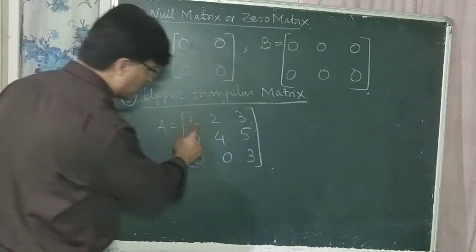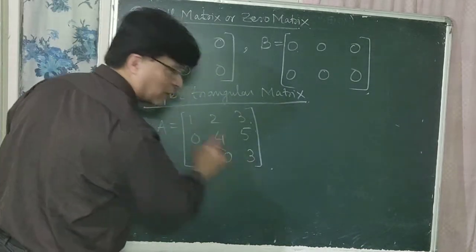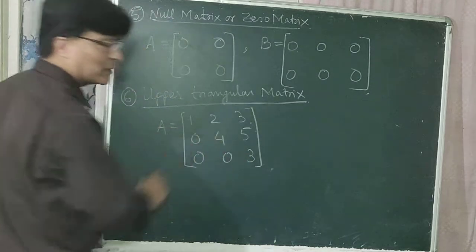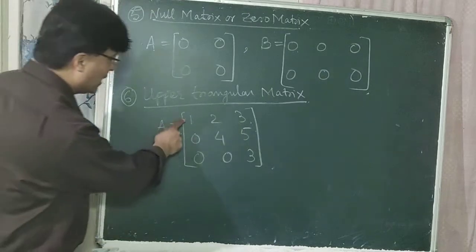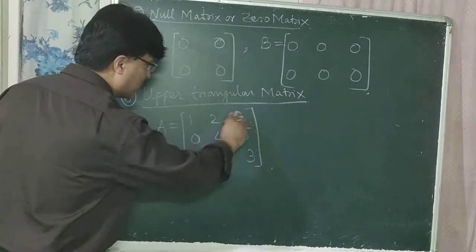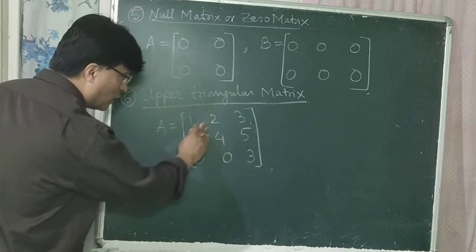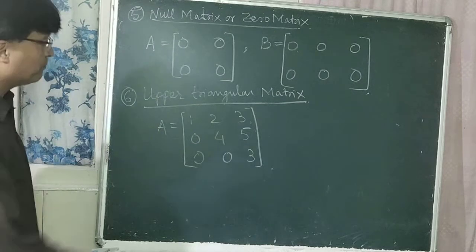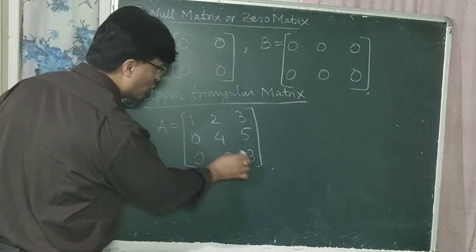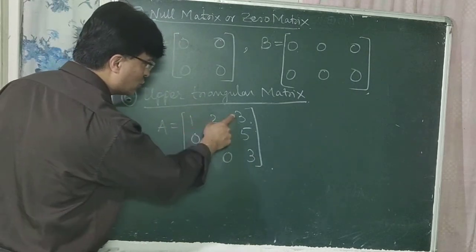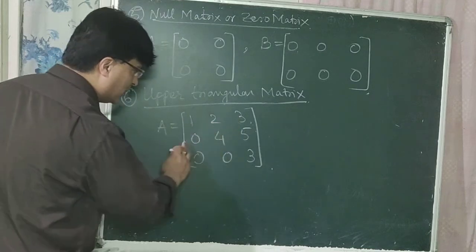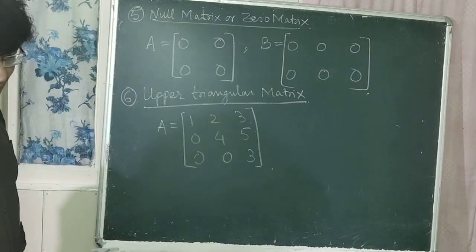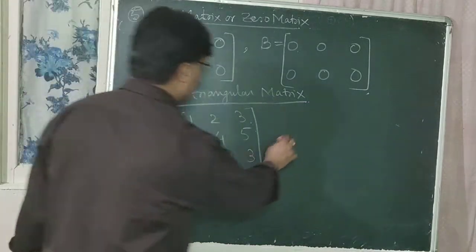Now this is known as the diagonal of this matrix A, isn't it? 1, 4, 3 is the diagonal, and above this diagonal there are the numbers 2, 3, 5, but all of the elements below the diagonal are 0. If these numbers above are 2, 3, 5, but below this diagonal all the numbers are 0, then this is known as what? Upper triangular matrix.